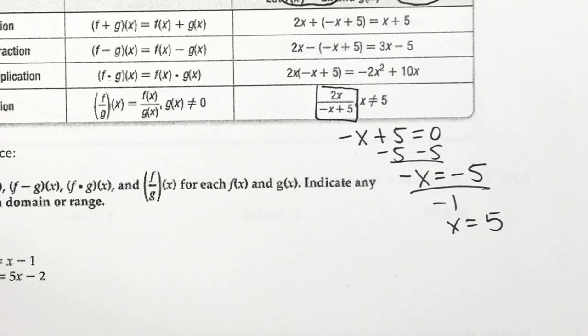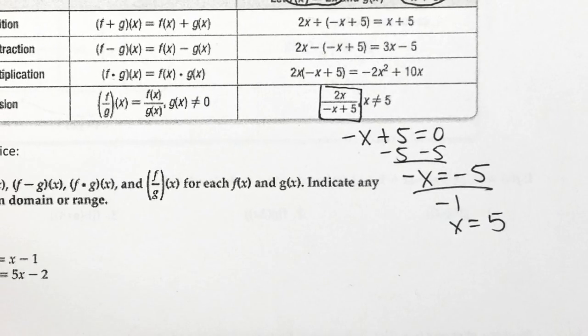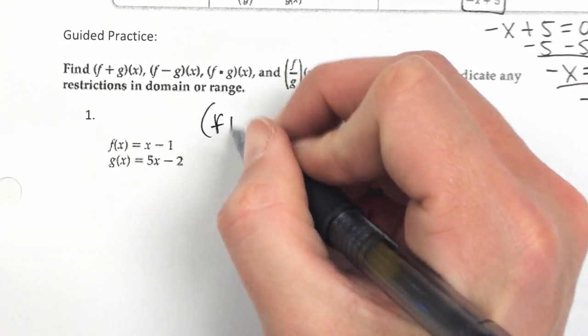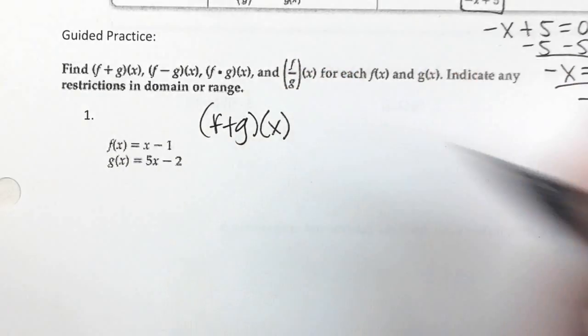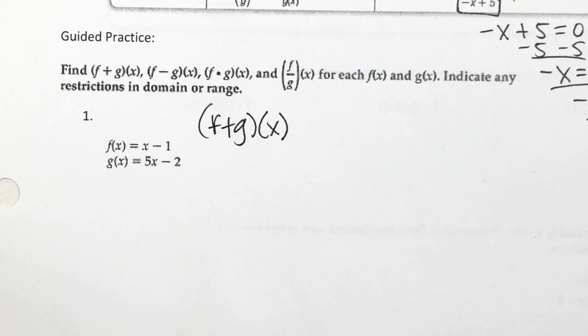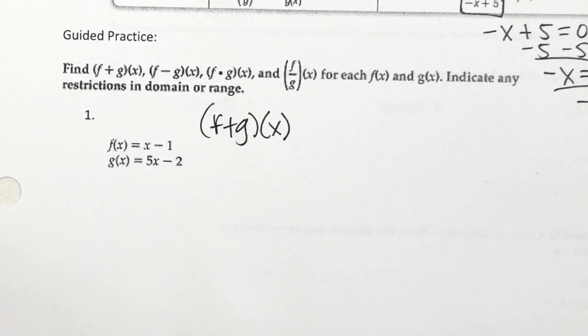Alright, so what we're going to do for problems 1 and 2 is just do all the operations. Add them, subtract them, multiply them, and divide them. Okay? So we will start with f plus g of x. So go ahead and write that out. F plus g of x. And like I said, order does matter. It doesn't necessarily matter in addition, but we're going to practice it, okay?